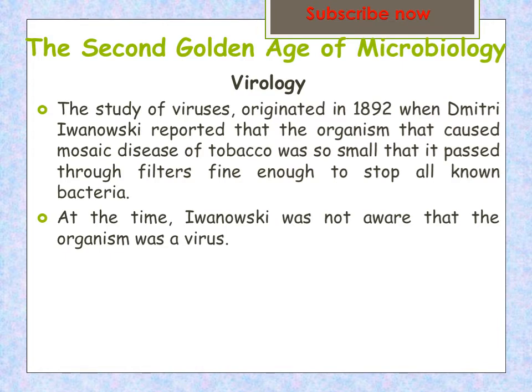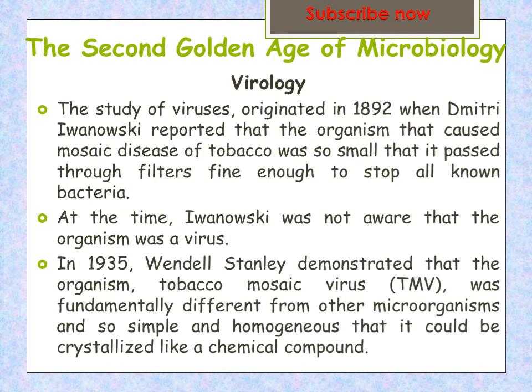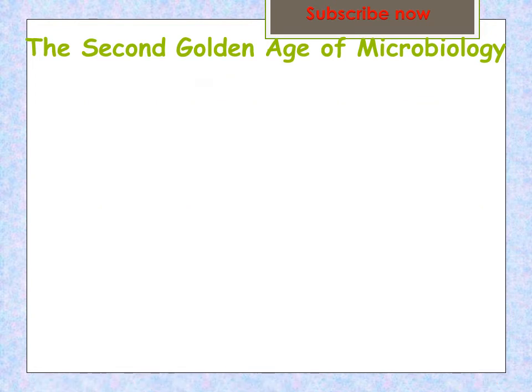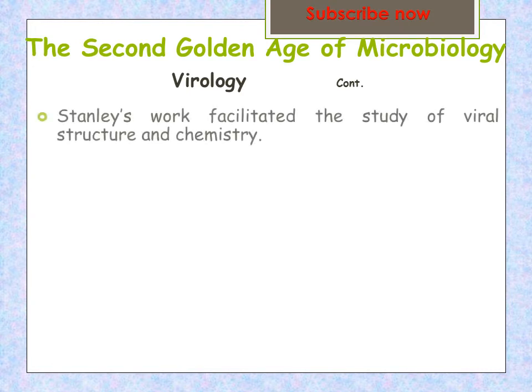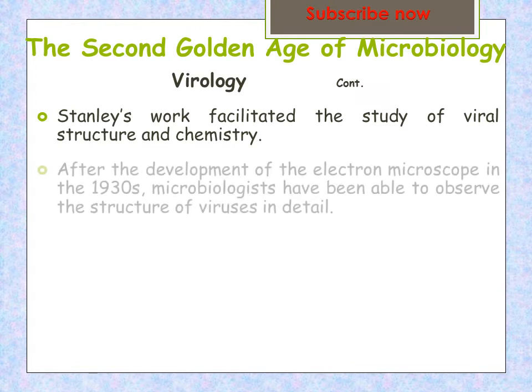In 1931, Wendell Stanley demonstrated that the organism, tobacco mosaic virus, that's TMV, was fundamentally different from other microorganisms and so simple and homogeneous that it could be crystallized, which facilitated the study of viral structure and chemistry. After the development of the electron microscope in the 1930s, microbiologists have been able to observe the structure of viruses in detail.